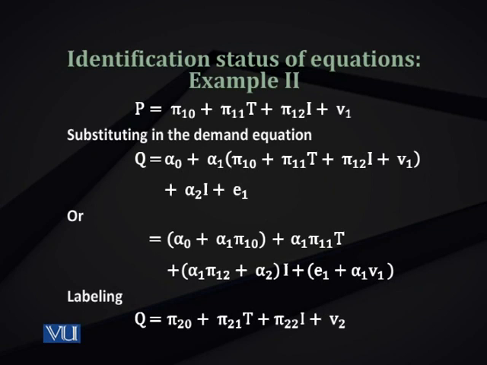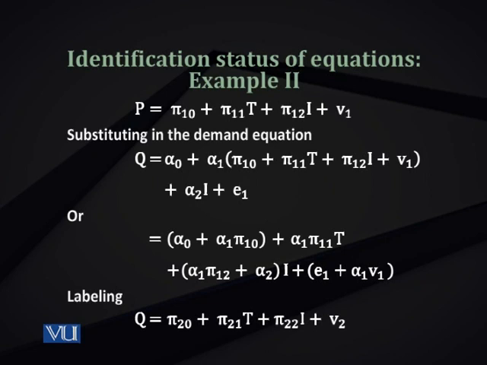Then you have an expression for the coefficient of T, alpha 1 pi 1 1 into T. So the coefficient of T is alpha 1 pi 1 1. We label alpha 1 pi 1 1 as pi 2 1. So pi 2 1 is equal to alpha 1 pi 1 1. As you see, we have two terms containing the variable I, the income. One is alpha 1 pi 1 2 into income, and the second is alpha 2 into income. We combine them, take income as common, and we have a coefficient of income containing two terms, alpha 1 pi 1 2 plus alpha 2. We label all that as pi 2 2. So pi 2 2 is equivalent to alpha 1 pi 1 2 plus alpha 2.